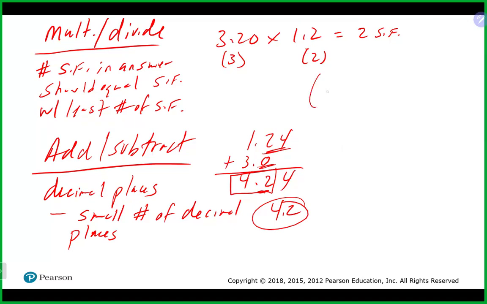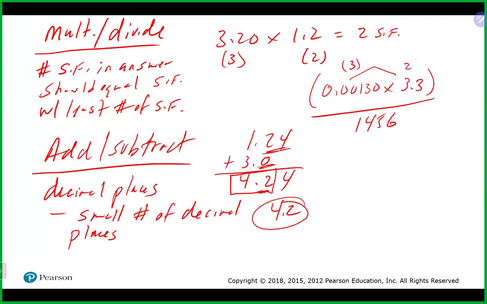So if we were going to do something like this, we would do what's in the parentheses first, and we're multiplying. So this has 3 significant figures. This has 2 significant figures. That means technically when we get the answer, we should have 2 significant figures up on top.